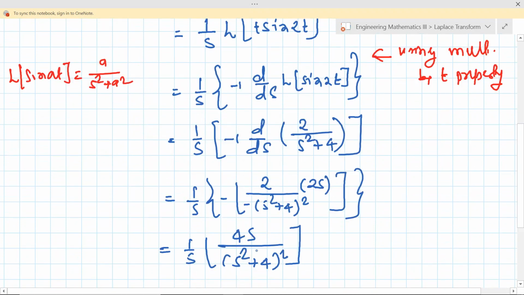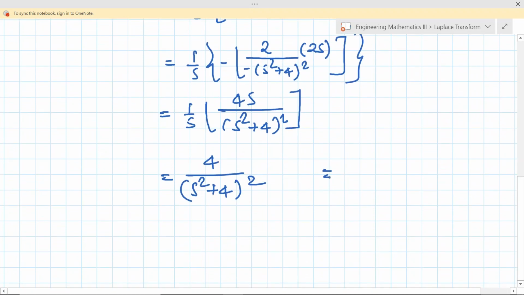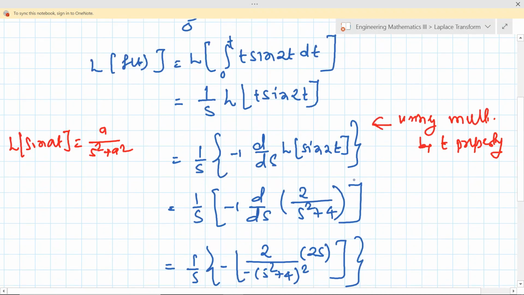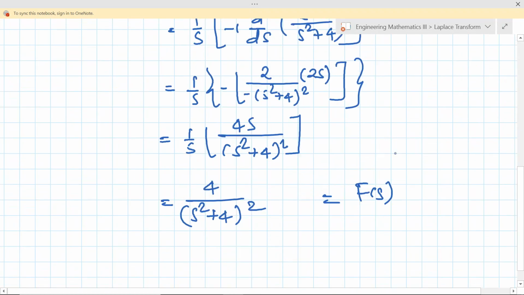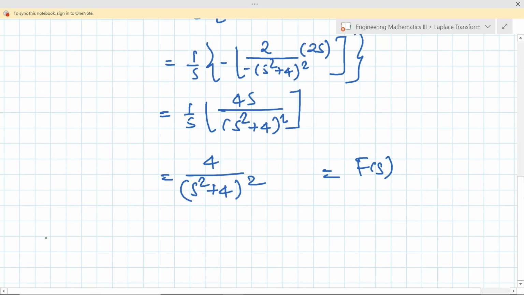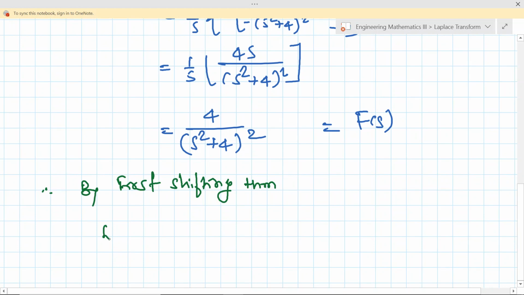This is my F of s because this is the Laplace of f of t. And what is the answer here? See, not the change of scale property, but the first shifting theorem. By first shifting theorem, Laplace of e raised to minus at into f of t is equal to capital F of s, in which we just replace s by s plus a.